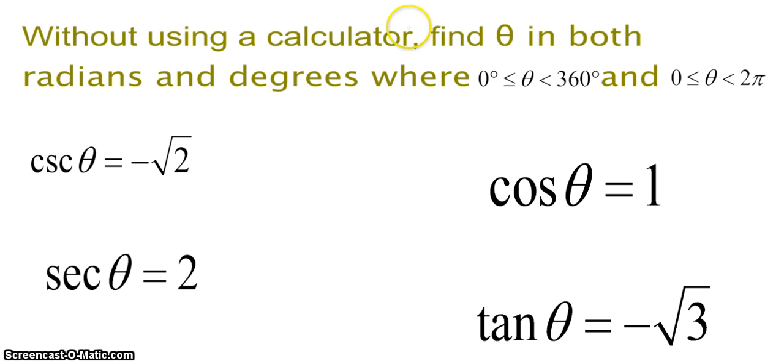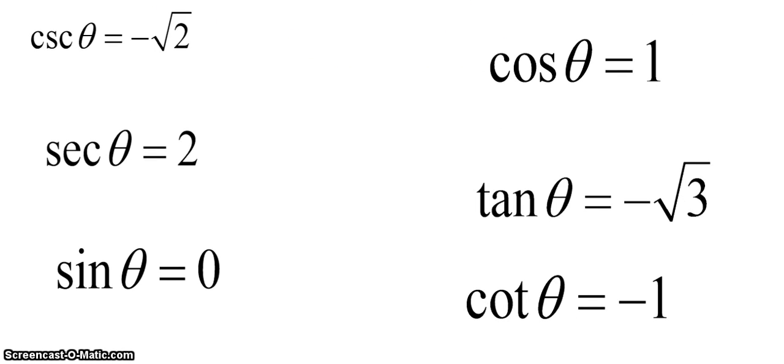So without using a calculator. Anytime you see "without using a calculator," that means that you can probably do this on the unit circle. Hint. Find theta in both radians and degrees, where theta is between 0 and 360 degrees, including 0 but not 360, and 0 and 2 pi, including 0 and not 2 pi. So do that for these 6 examples. Pause the video, unpause when you are ready to check your work.